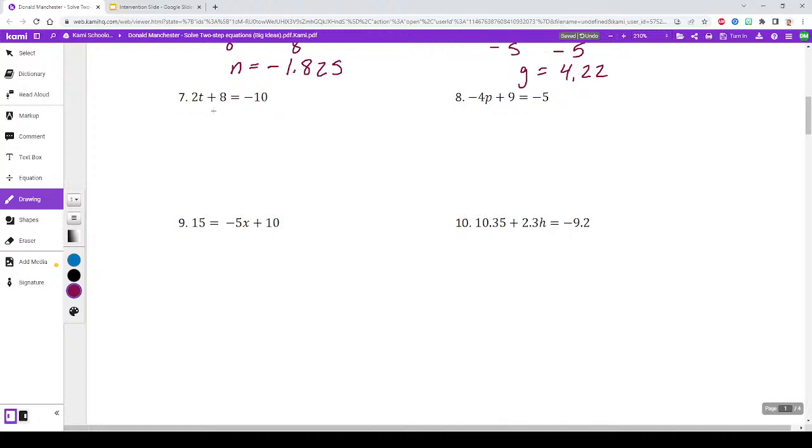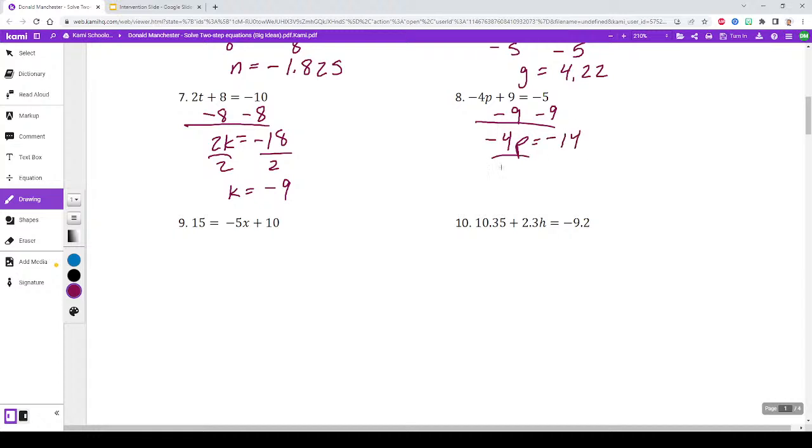So in the next one, we're going to subtract 8 from both sides to undo the addition. That gives us 2t equals -18. Divide both sides by 2. That gives us -9. Over here, we're going to subtract 9 from both sides. That gives us -4p equals -14. Divide both sides by -4.